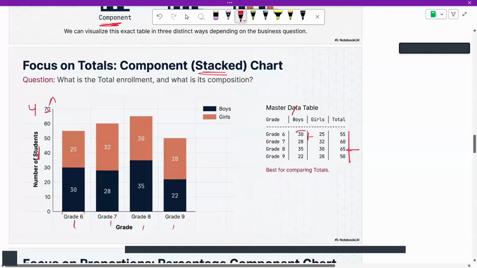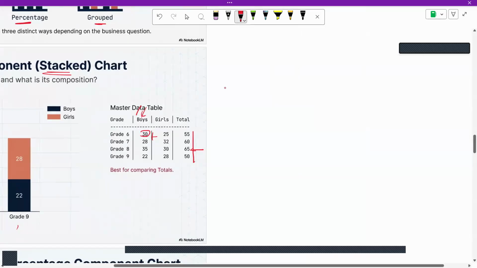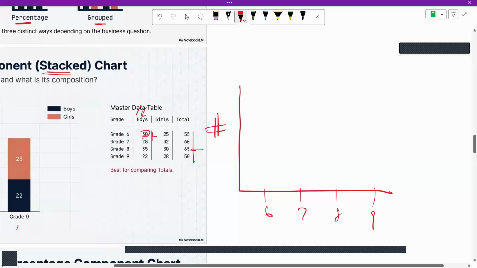And first we will work out with boys. First, how many are counted? Boys, you just draw. Yeah, I can draw like this. The number of students and the class: 6, 7, 8, 9. So first one, the boys. So here 10, 20, 30, 40, 50, 60. Here 60. How many girls? 30, right? So I put the point and I draw.